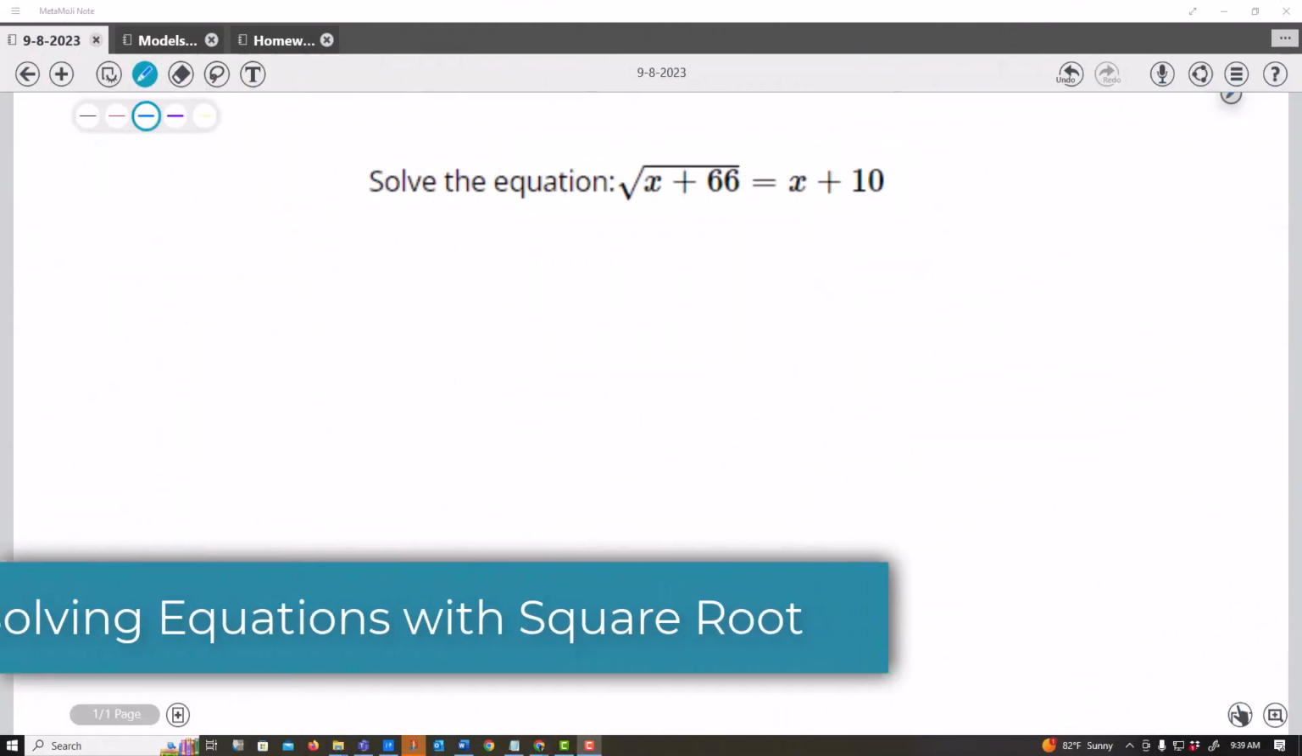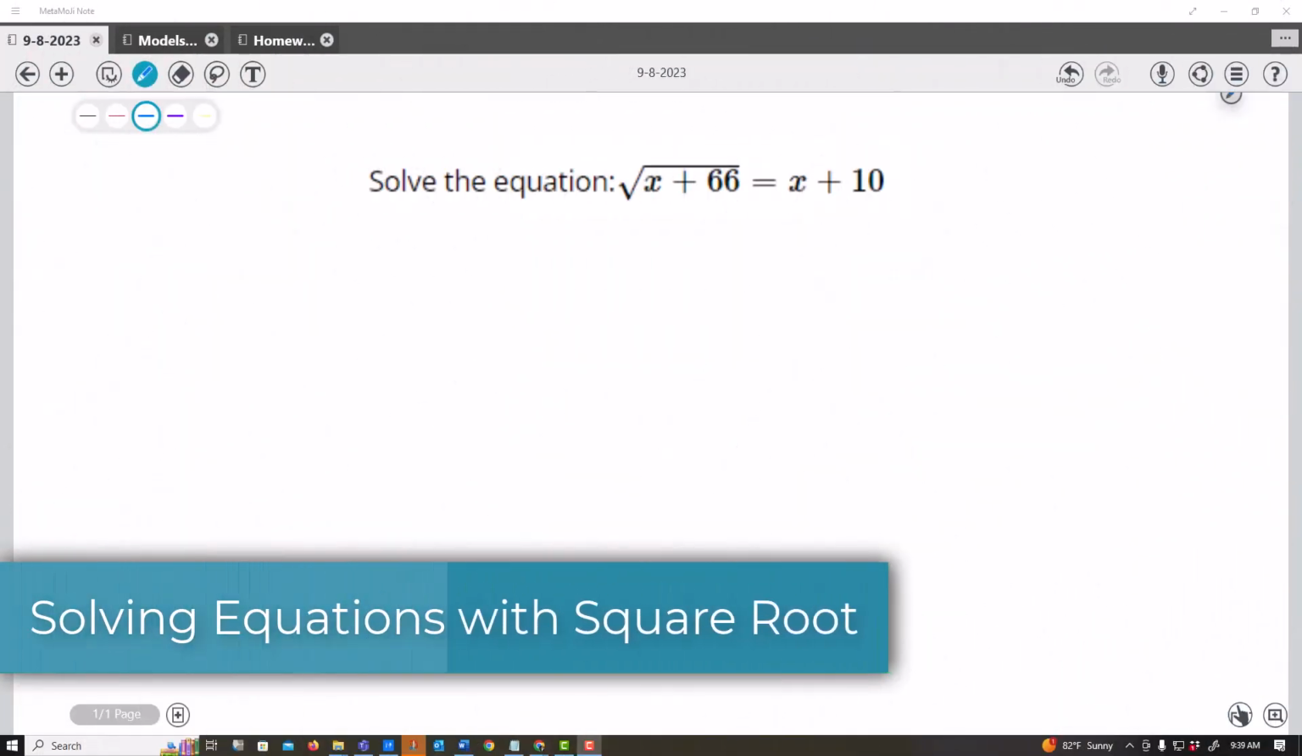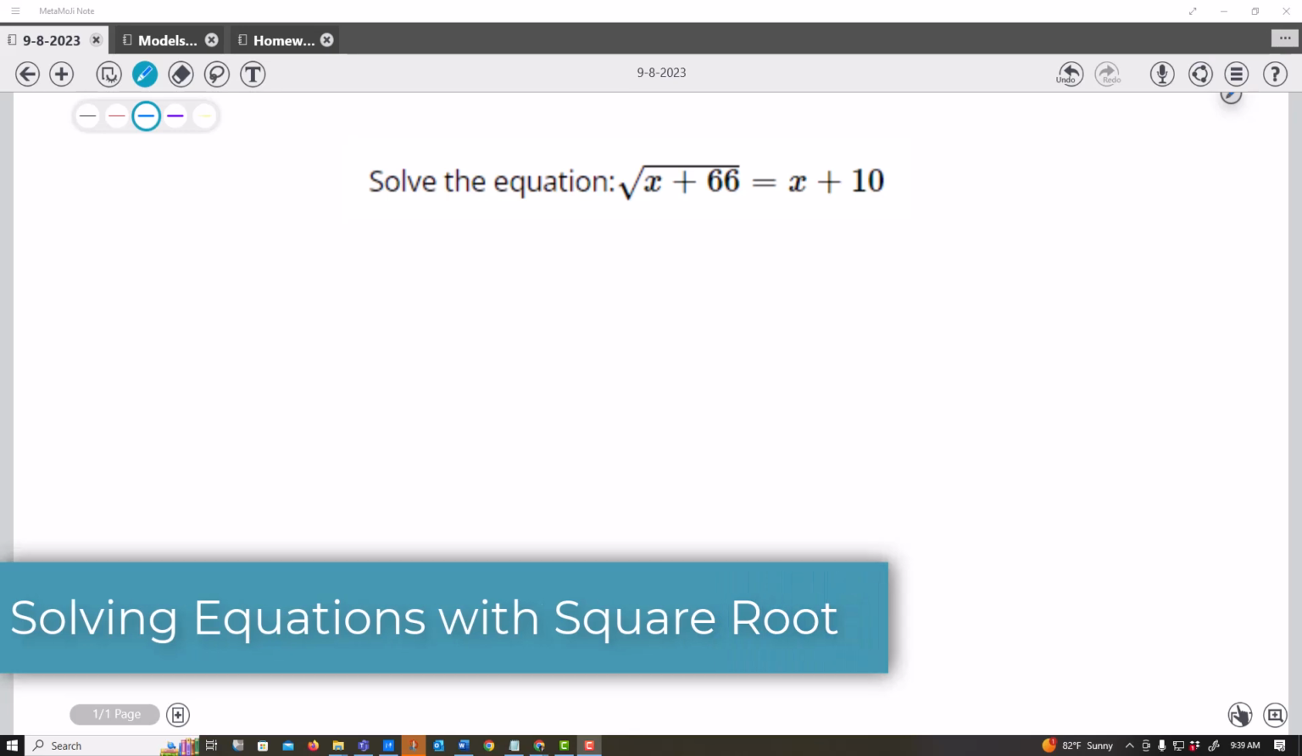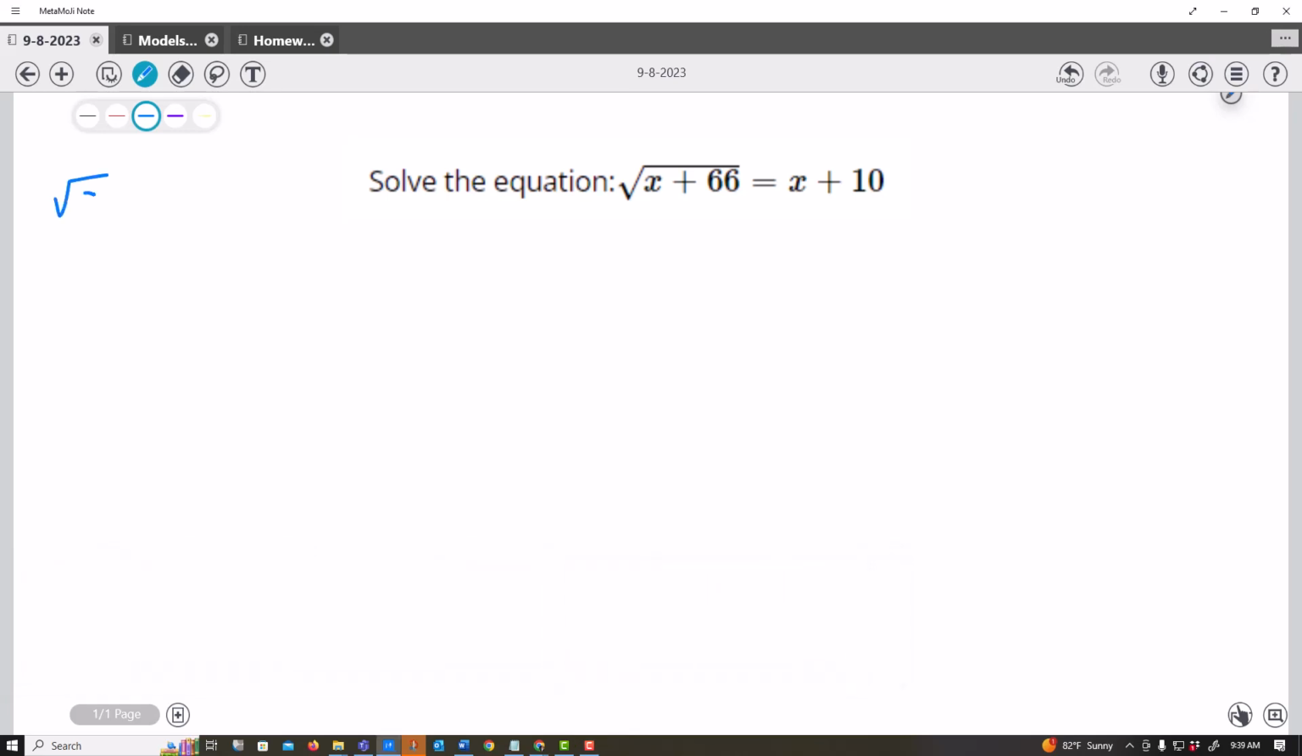Okay, let's look at solving with a radical here, in this case a square root. Now remember when you had square roots, like the square root of 9 was 3, the square root of 36 was 6, and the reason why is because 3 times 3 is 9, 6 times 6 is 36. So there's two of them, right?